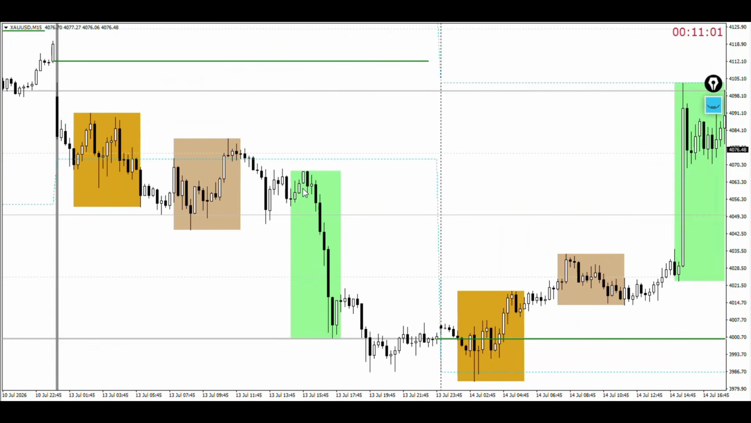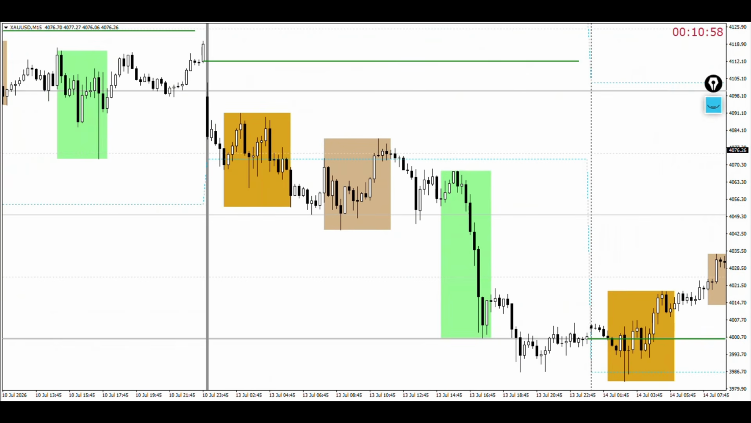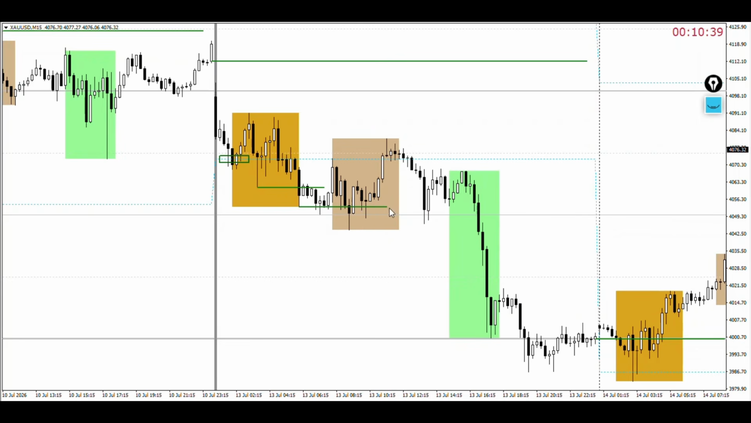So let me go on some of the other pairs. This is the breakout candle. The breakout became failed, but it extends the breakout again. This is the extension on the London session breakout. This is a new extended reference level and a new breakout.